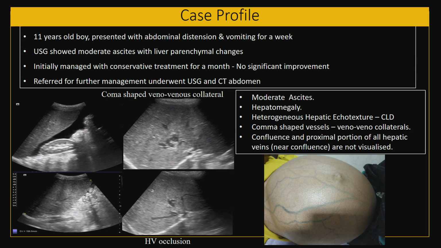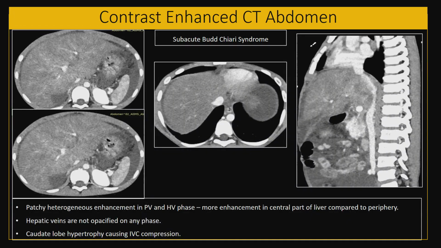So here on the ultrasound, you can see hepatomegaly with ascites, and you can see multiple comma-shaped collaterals with thrombosis or occlusion at the level of multiple hepatic veins at the IVC hepatic confluence. These collaterals are veno-venous collaterals, and from the clinical image you can see gross ascites with a distended abdomen and multiple collateral veins along the anterior abdominal wall, which are trying to drain.